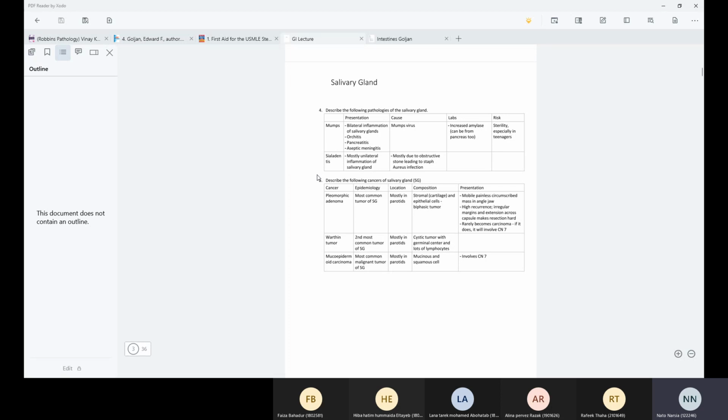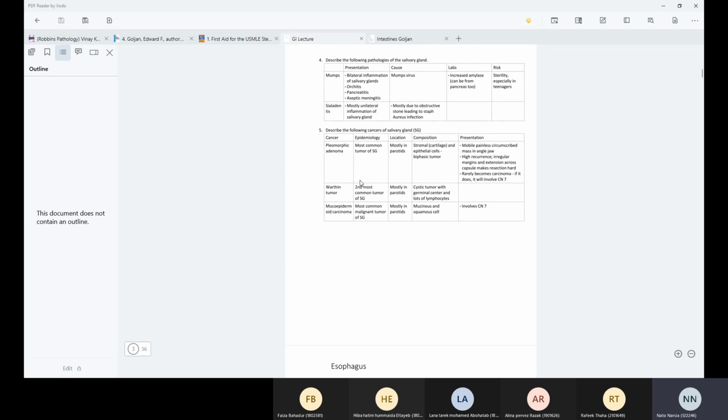Cancers, again, here you just need to memorize, guys, the different types of tumors: pleomorphic adenoma, Warthin tumor, mucoepidermoid carcinoma. All of them you find in the parotid glands. Usually the parotid gland is the most common site of tumors, and all these tumors you find there.